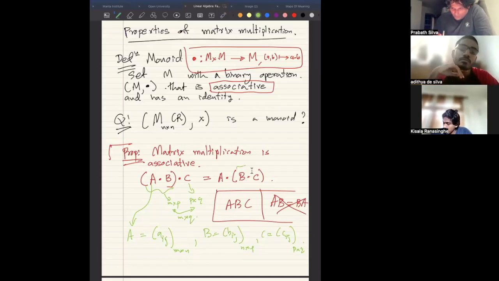Now, if you multiply matrices B and C, you'll get an n by q matrix. Okay. And when you multiply that n by q matrix with the m by n matrix, you'll get m by q. Okay. So the left-hand side and the right-hand side both would ultimately produce an m by q matrix. Okay.